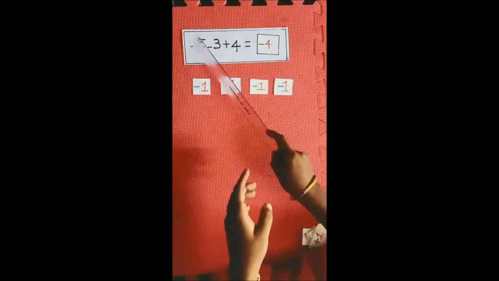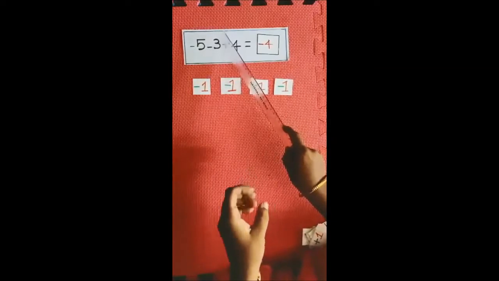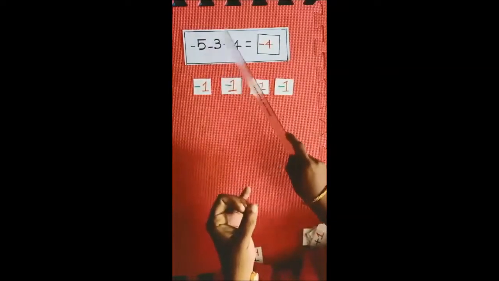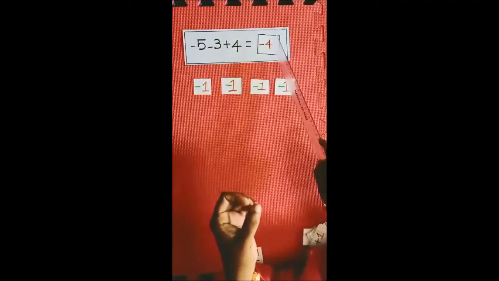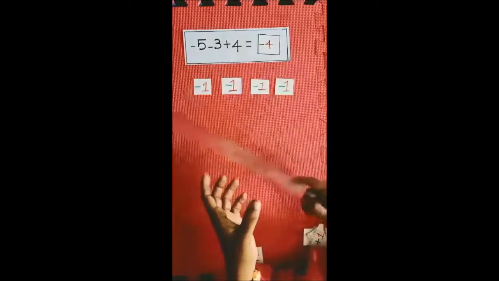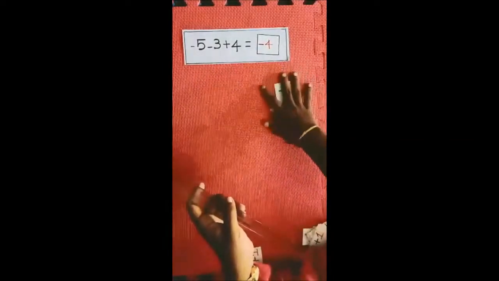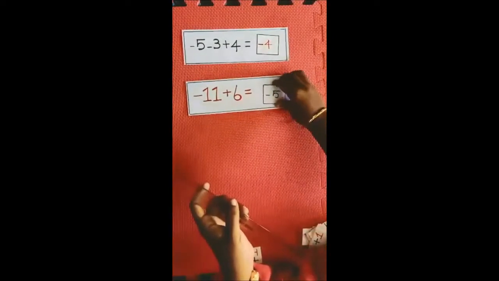See here, minus 5 and minus 3 have the same sign. So if you add them, you get minus 8. So minus 8 plus 4. If you subtract 4 from 8, you get 4, and the sign of the larger number is minus. So our answer is minus 4. Thus we have evaluated minus 5 minus 3 plus 4 equal to minus 4.